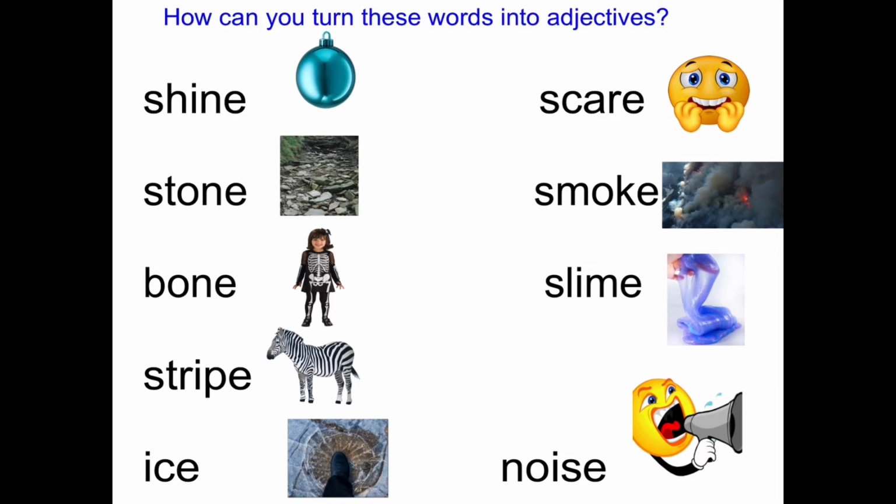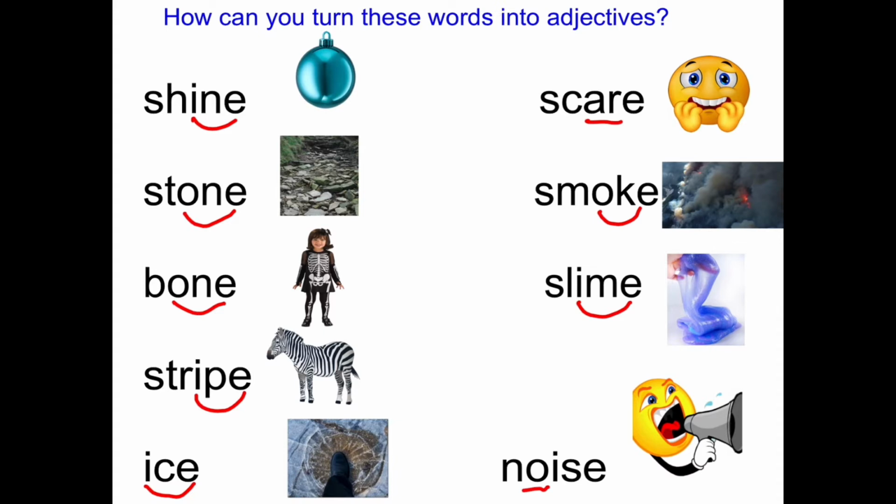What is the same, though, about all of these words? Have a look at the spelling pattern. What have they all got in common? So let's look at shine. So it's sh-i-n-e, so it's got a split digraph. Stone has, that's a long O sound. Stripe has got a split digraph. Ice, they've all got a long vowel sound. Smoke has, slime has. Two haven't. We've got an oi sound for noise. And then we've got an air sound for scare. But a lot of them have got split digraphs.